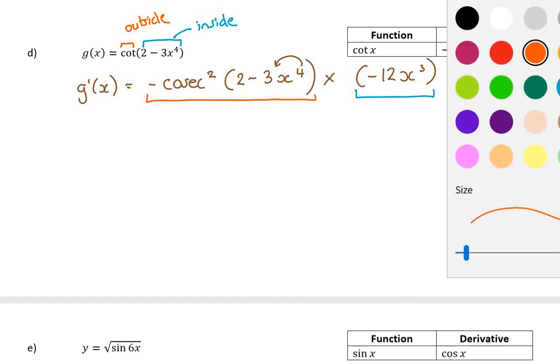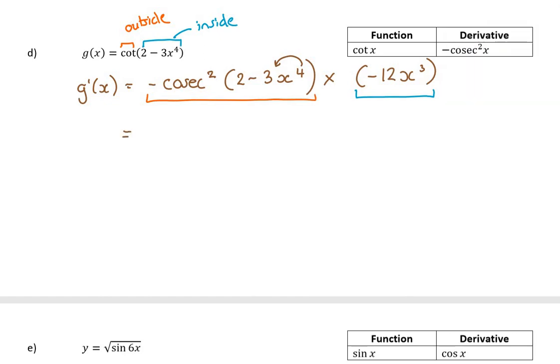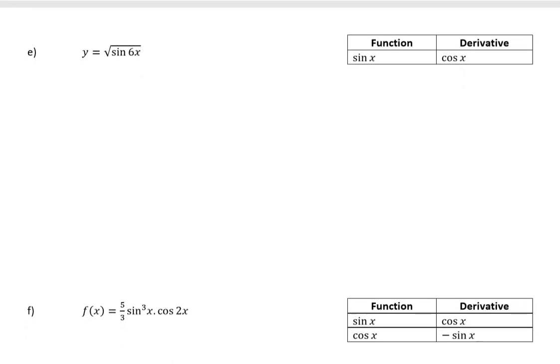Okay, neaten it up a little bit. I suppose I can say negative times a negative is positive. So it's 12x cubed times, let me actually not use a bracket, times cosec squared inside function. Okay, so hopefully you're starting to get the hang of this. They really are quite nice once you get going.